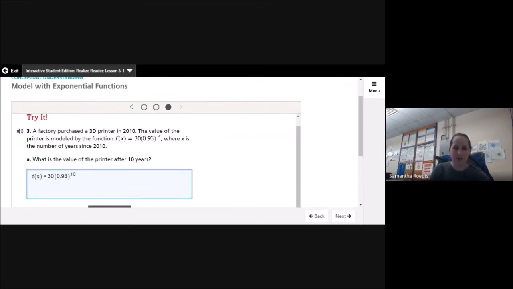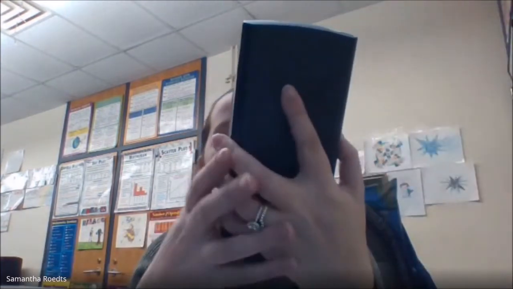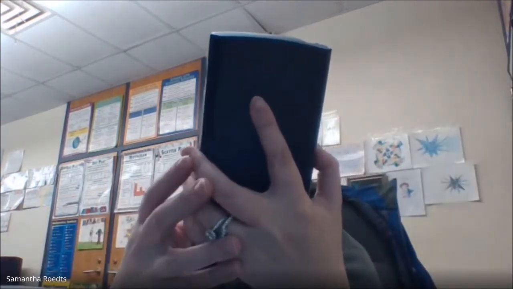So when I put this into my calculator, so here's my calculator, right? So I'm actually going to enter it in. So let's see, it's 30. So notice I have 30. And then I opened a parentheses. So I'm going to type it in exactly how it's written. So 30 times 0.93. I'm going to use the little caret feature to the 10th.